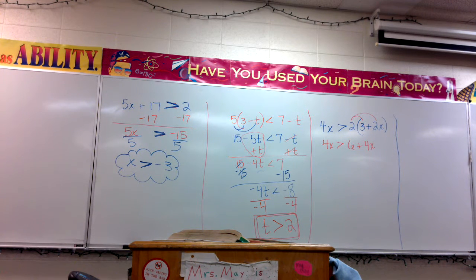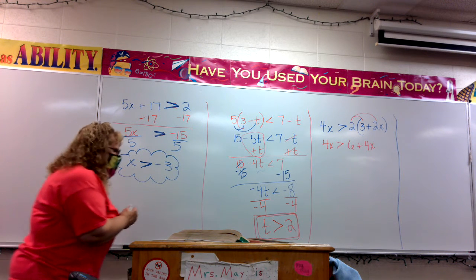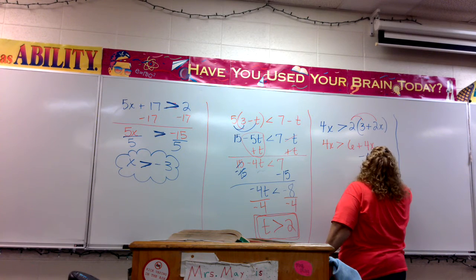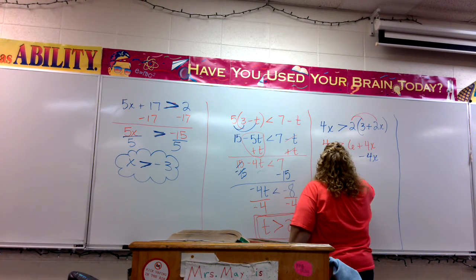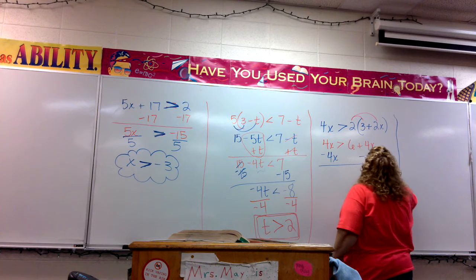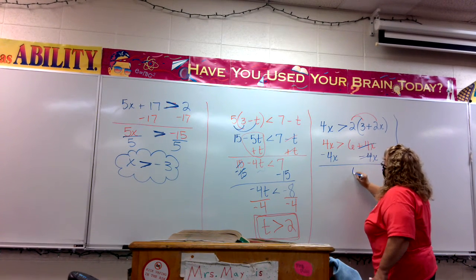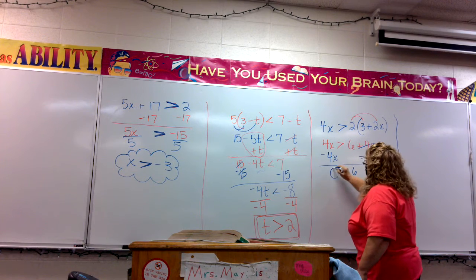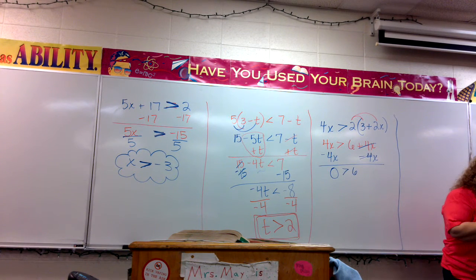Don't I have x's on both sides? I have to get them all together. So what should I do? Oh yes, minus 4x. That drops out, and I have a 6. That drops out. I have nothing left. Oh no!